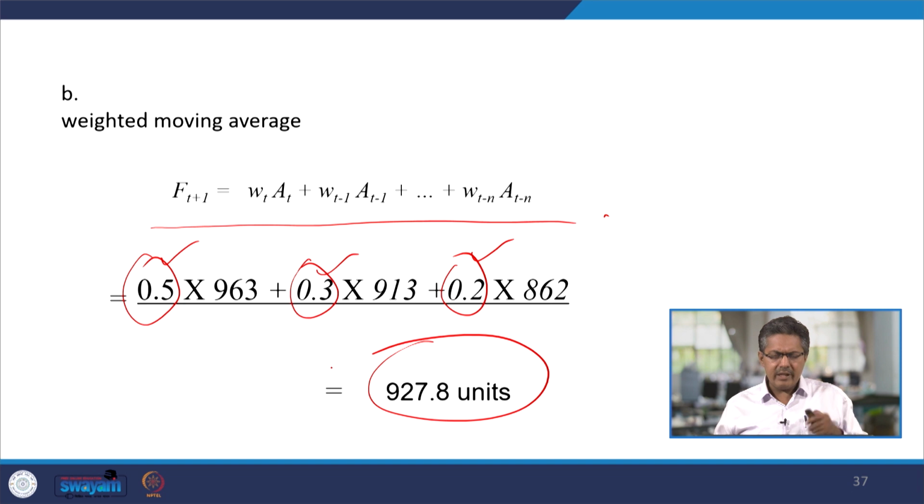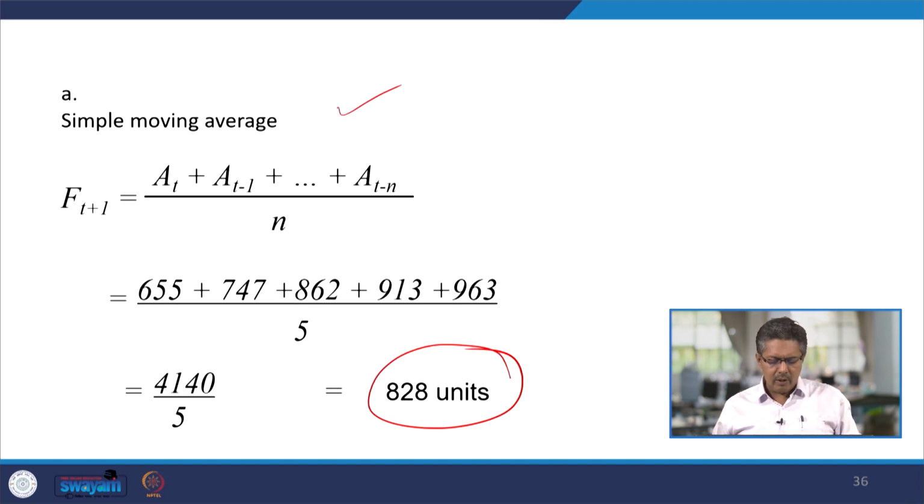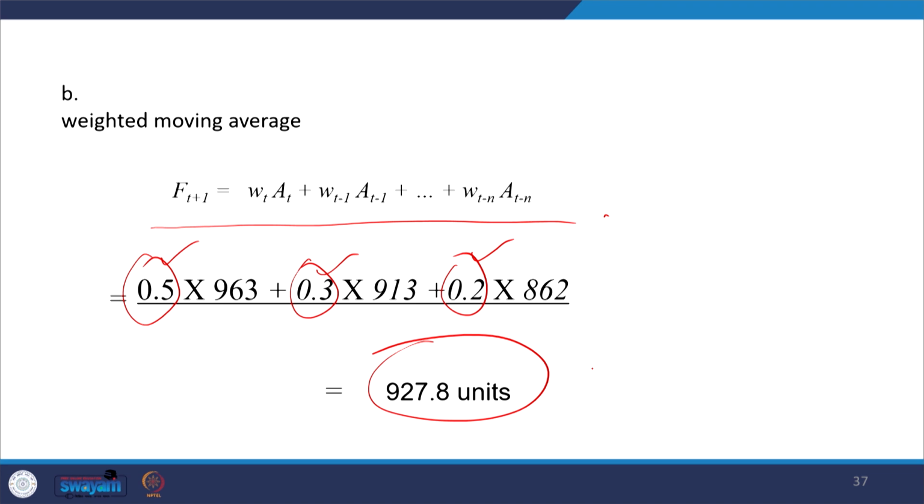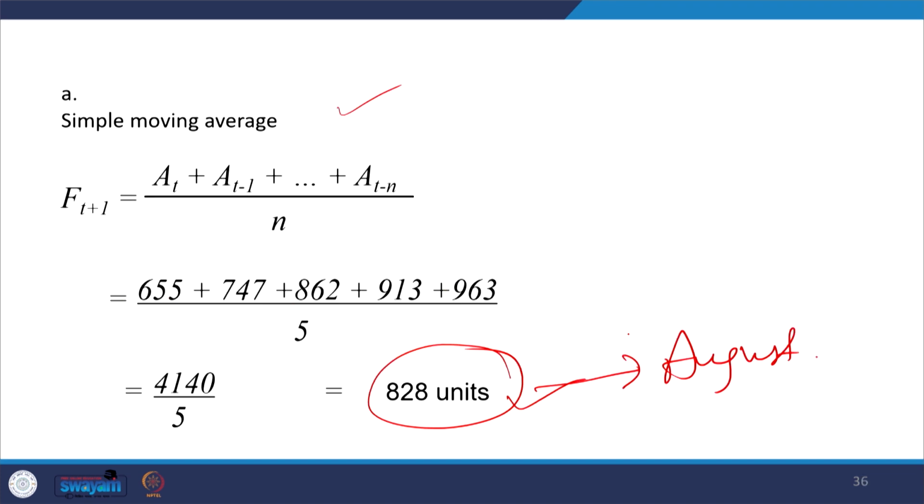So, for the same data set, for the month of August, using simple moving average we got this much, and by using the weighted moving average with a 3 month moving average we got this much, right. So, there is a difference, there is no doubt about it, right.